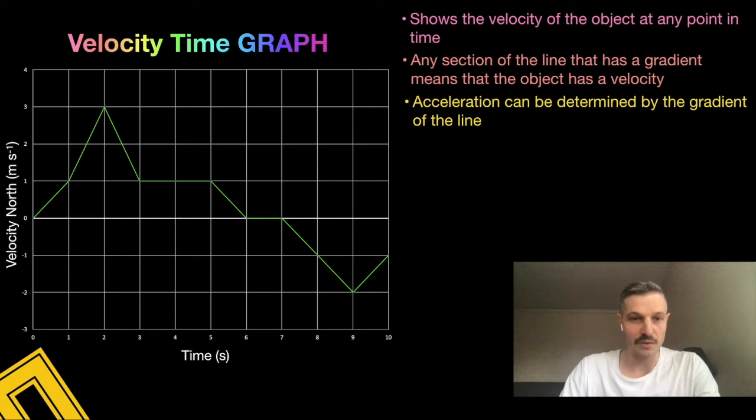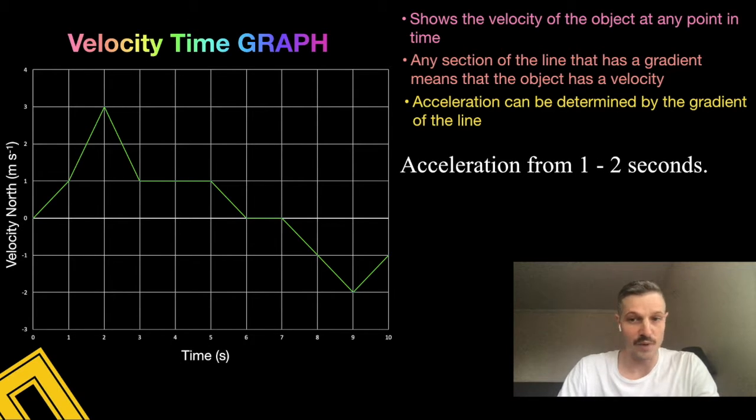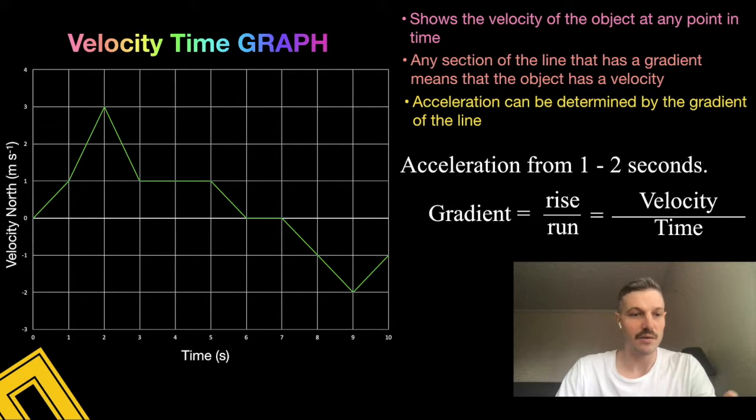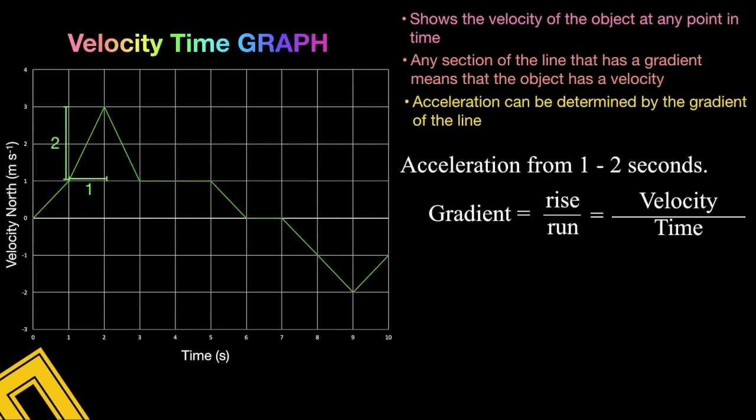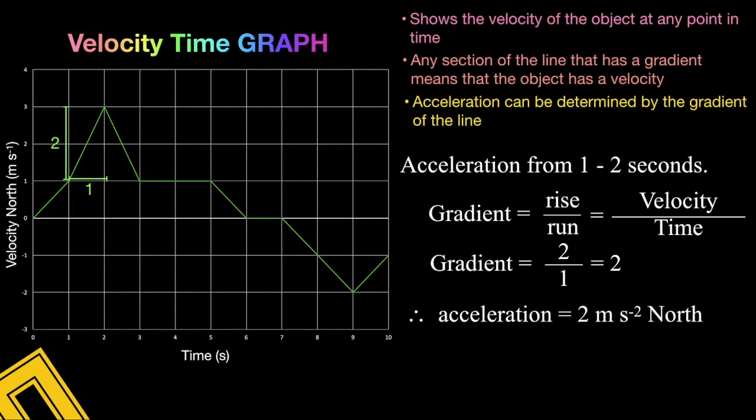So let's do a quick example here. Acceleration from 1 to 2 seconds: gradient is our rise over run, and our rise in this case is velocity, our run is time. Velocity over time, as we already know, is acceleration. So the gradient in this case will be 2 over 1 equals 2, and therefore giving us an acceleration of 2 meters per second north.